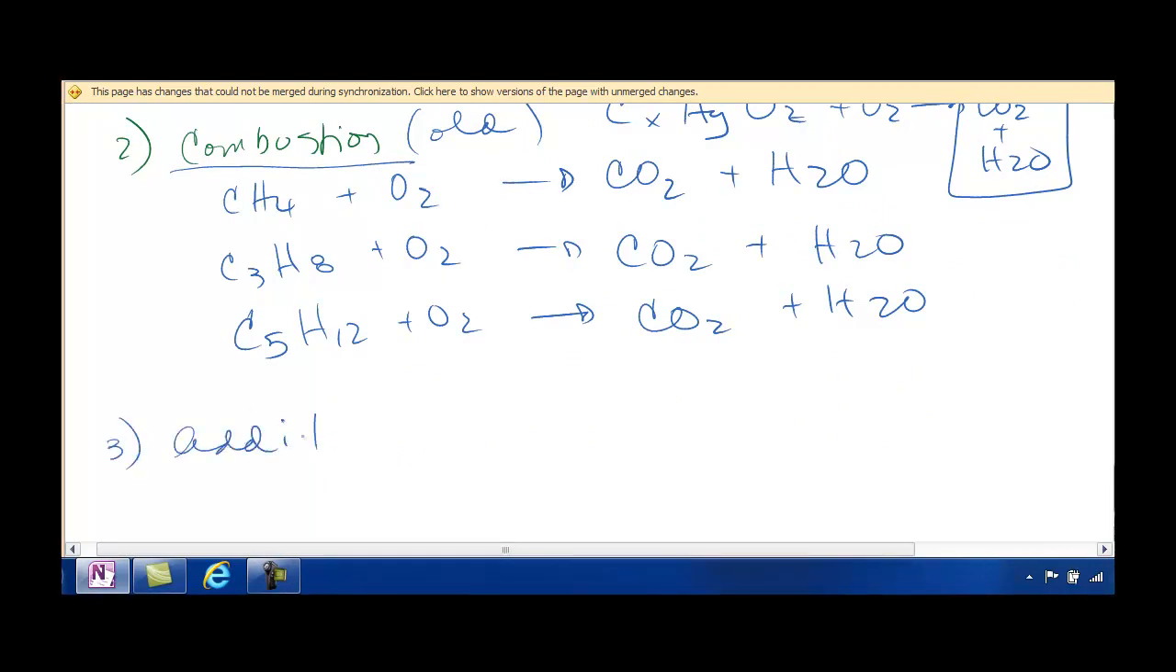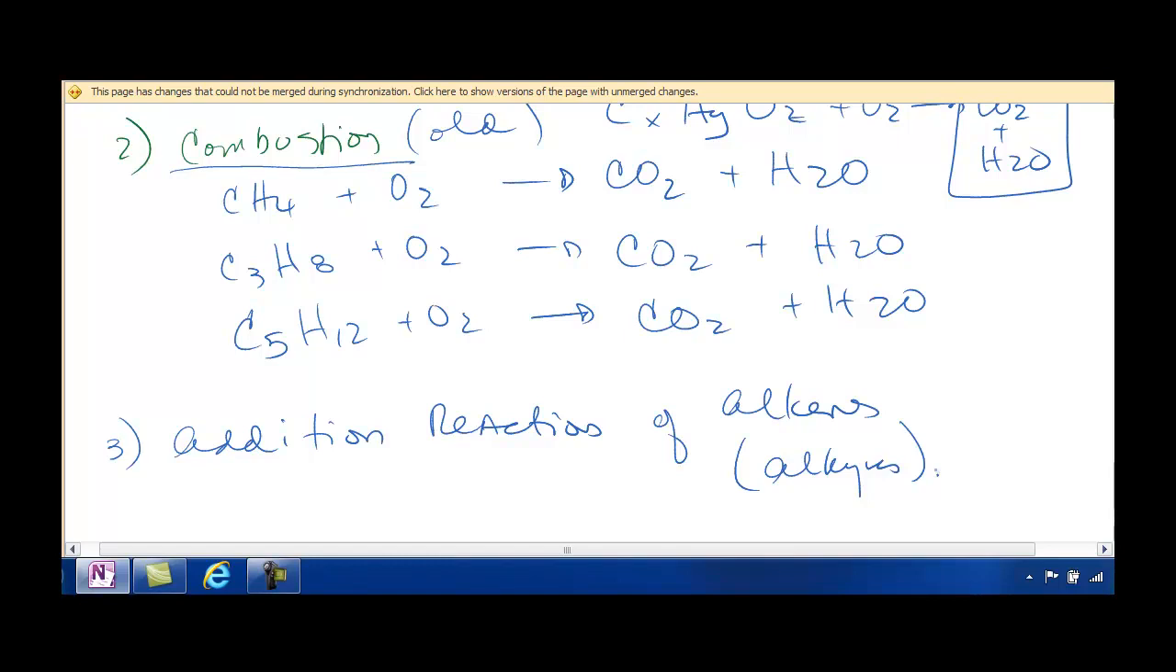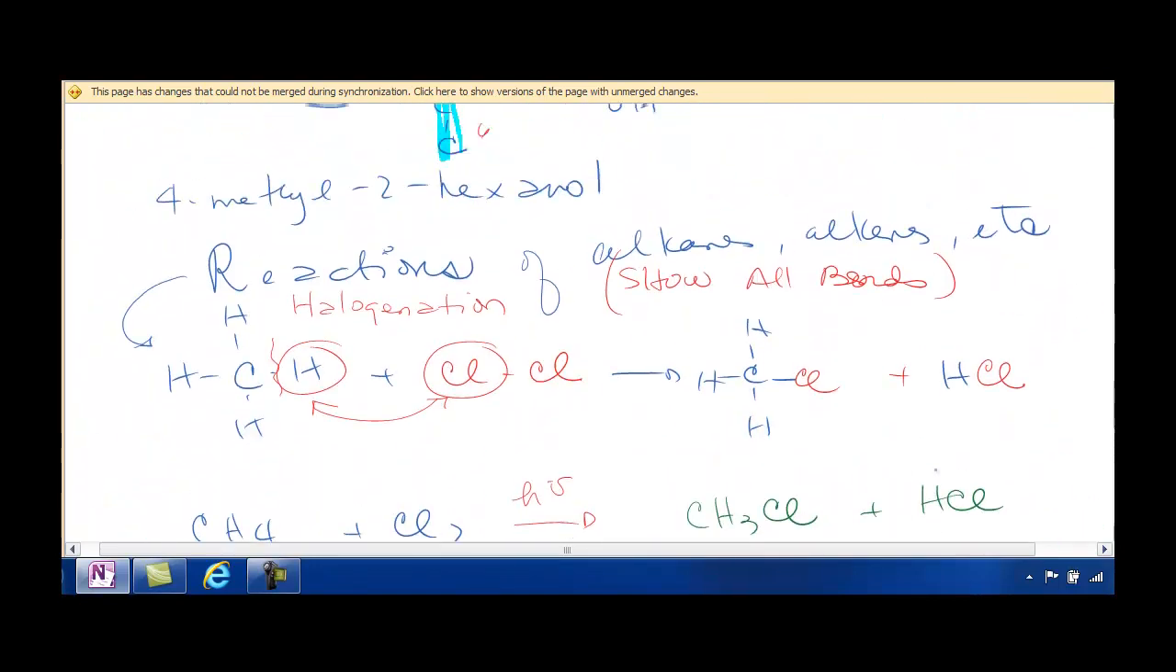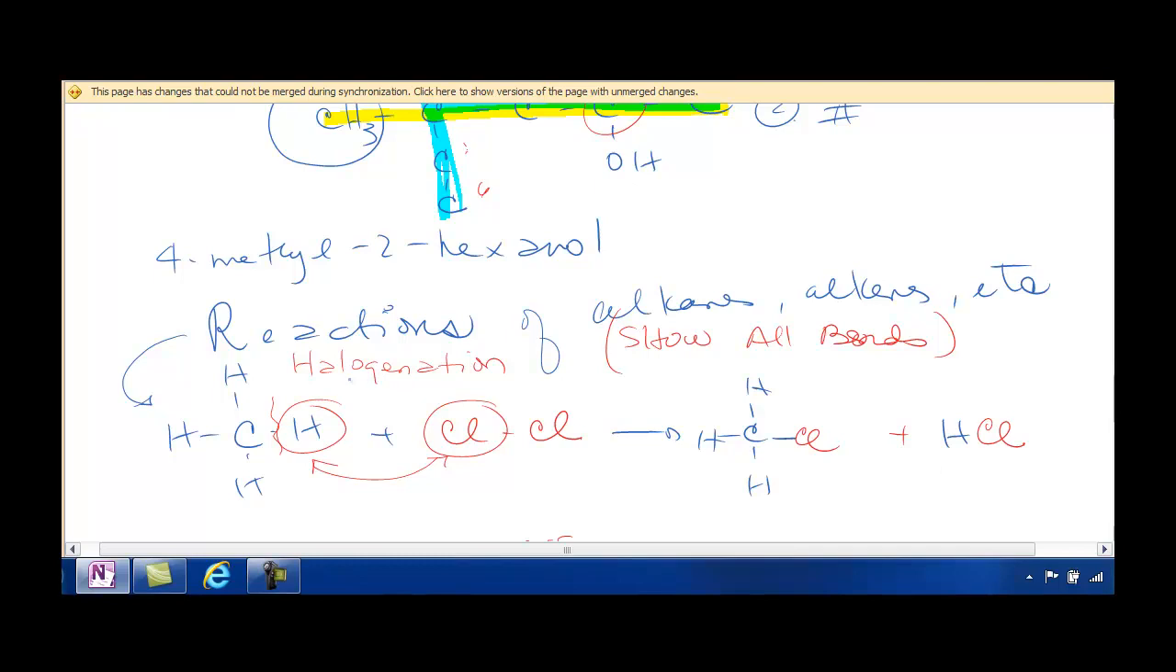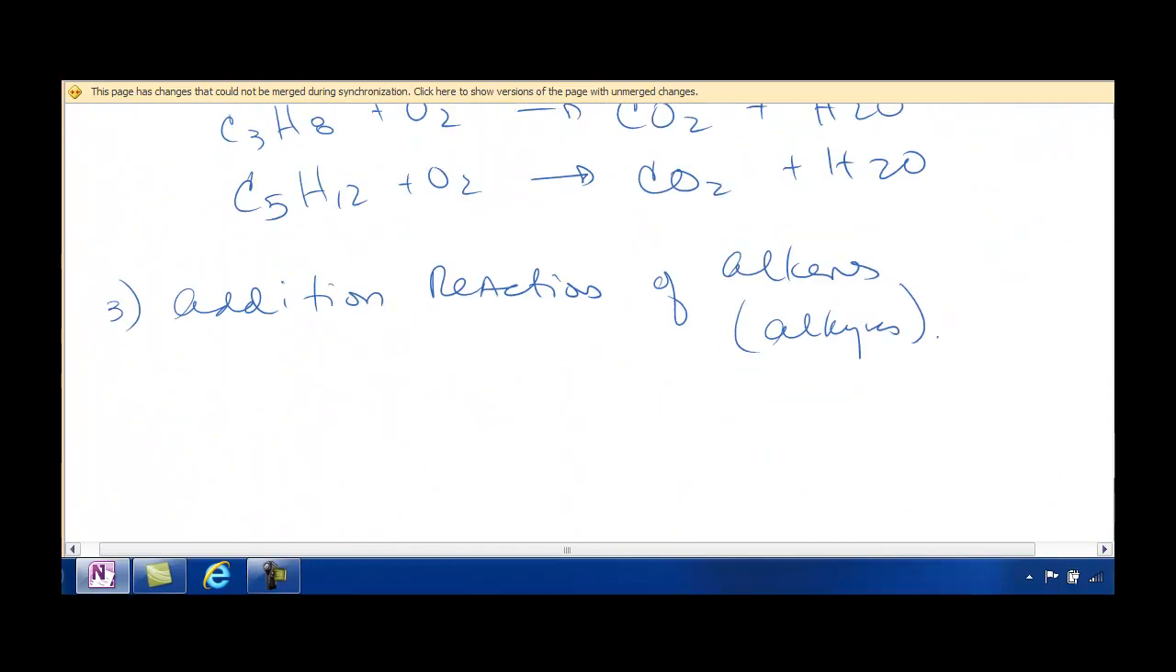I'm going to go to addition reactions of alkenes, and alkynes are going to be identical. The first one, halogenation, I said it, but I don't think I wrote it. It's not an addition. This was what? Substitution. Very good. Sometimes I say things and I don't write them. Hopefully you're writing everything I'm saying. So we've seen substitution, we've seen combustion, and now we're seeing what? Addition. Addition reactions.